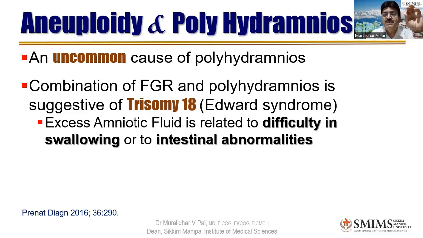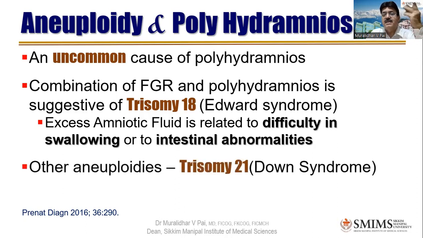FGR due to preeclampsia will definitely give rise to oligohydramnios. There's no doubt. FGR with an anomaly, which is basically a renal anomaly, then there will be oligohydramnios. But FGR with an anomaly that will give rise to intestinal abnormalities or GI abnormalities or swallowing abnormalities will give a peculiar or unique combination of FGR with polyhydramnios. So that is very, very important for all of us to understand. So don't always equate anomaly or aneuploidy with FGR and oligohydramnios. No, there can be polyhydramnios also.